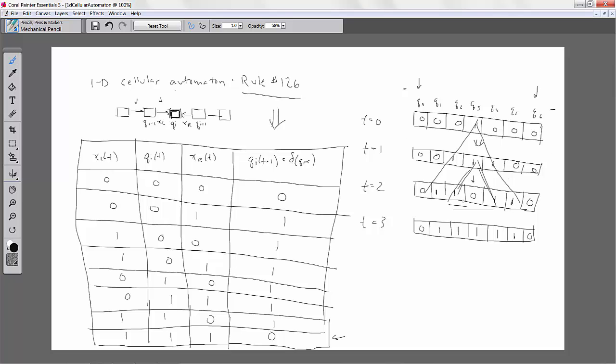And if you have a large enough one-dimensional cellular automaton, this pattern will continue out like that. Now, this particular pattern is only for rule number 126. There are 255 other rules that generate different patterns, and I'd urge you to take a look at some of those examples online.